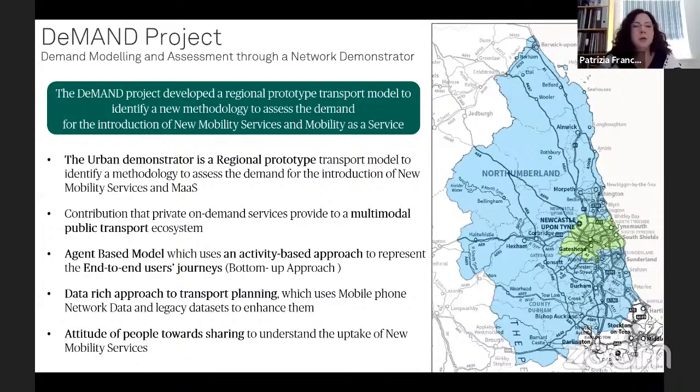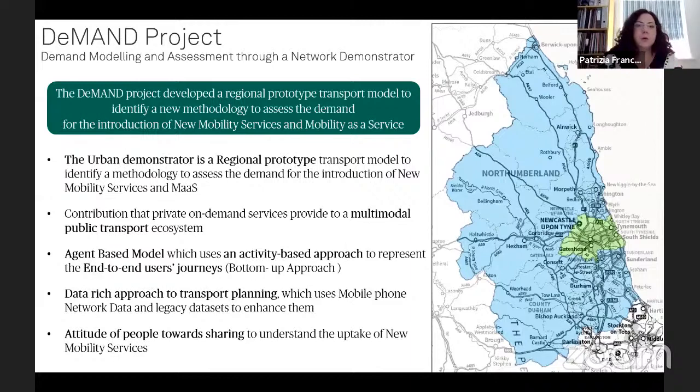The agent-based model has an activity-based approach to understand why people move around and what type of mode of transport they prefer at the moment. And we use a data-rich approach to transport planning. So we use highly spatial and temporal, anonymized and aggregated mobile network data to understand the travel patterns that they currently have. But we also wanted to understand the latent demand and what their attitudes would be towards the introduction of shared mobility services or demand responsive transport.